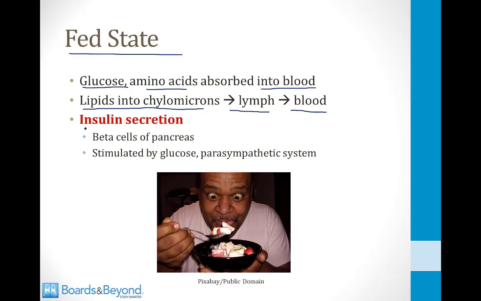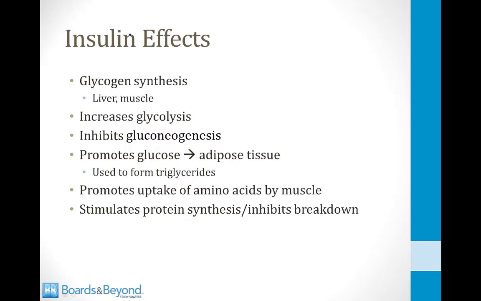As a result of all of this, you have an increase in insulin secretion. The beta cells of the pancreas secrete more insulin. They're stimulated by the high level of glucose in the blood and also by the parasympathetic nervous system. Insulin drives all the biochemistry of the fed state, and absence of insulin drives all the biochemistry of the starvation state. In the fed state, insulin promotes glycogen synthesis in the liver and in muscle cells.